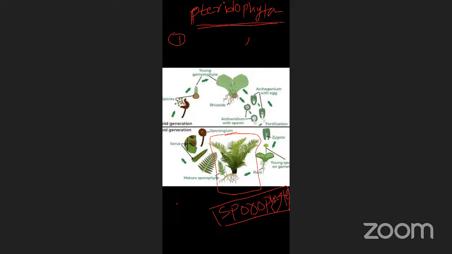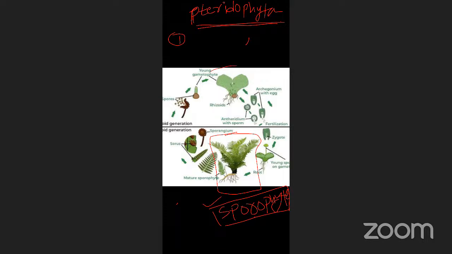Are you able to listen? How many stages in bryophyta? Gametophytic stage and sporophytic stage, right? Here also the same, gametophytic stage and sporophytic stage. But in bryophyta, gametophyte is dominant, while in pteridophyta, sporophyte is dominant.